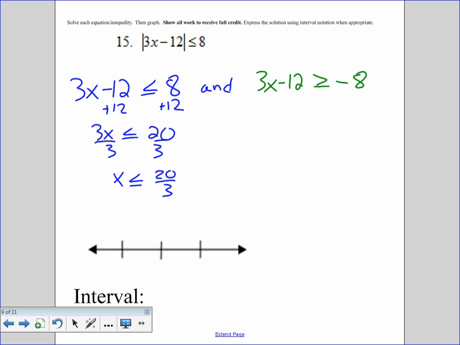20 over 3. If fractions still freak you out, you can always change that to a decimal, which is 6.6 repeating. Over here, I'm going to add 12 to both sides, and I'll get 3x is greater than or equal to 4.